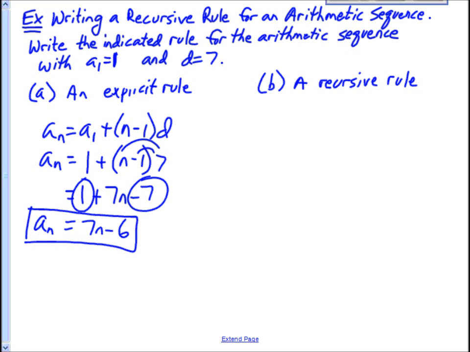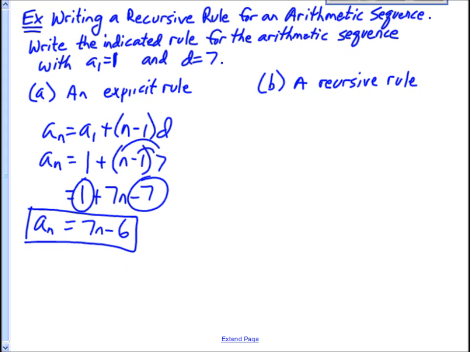Explicit meaning I can jump to any term that I want. It's really a more powerful rule, if you will. If you want to jump to the 10th term immediately, I just plug a 10 in, right? And I'd have 70 minus 6, so 64. That's my 10th term, and so on. So that explicit rule is a good rule. All right? So we wrote the explicit rule.